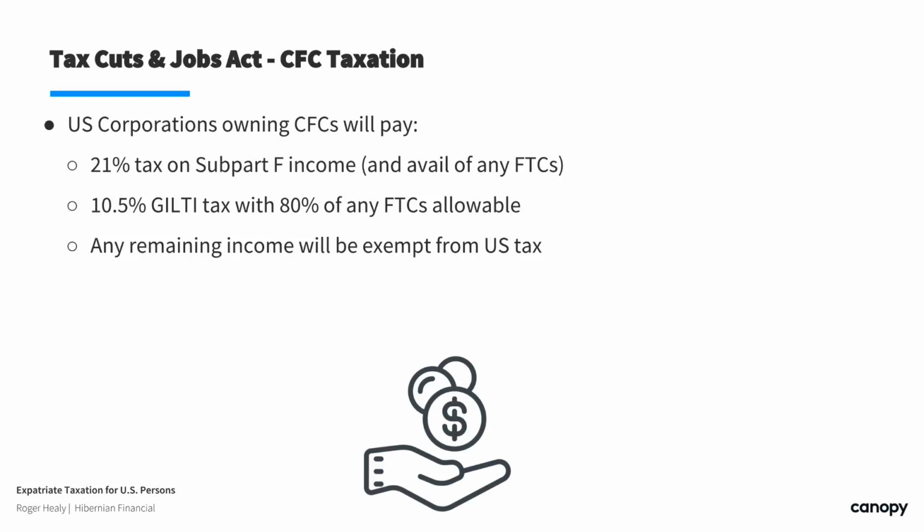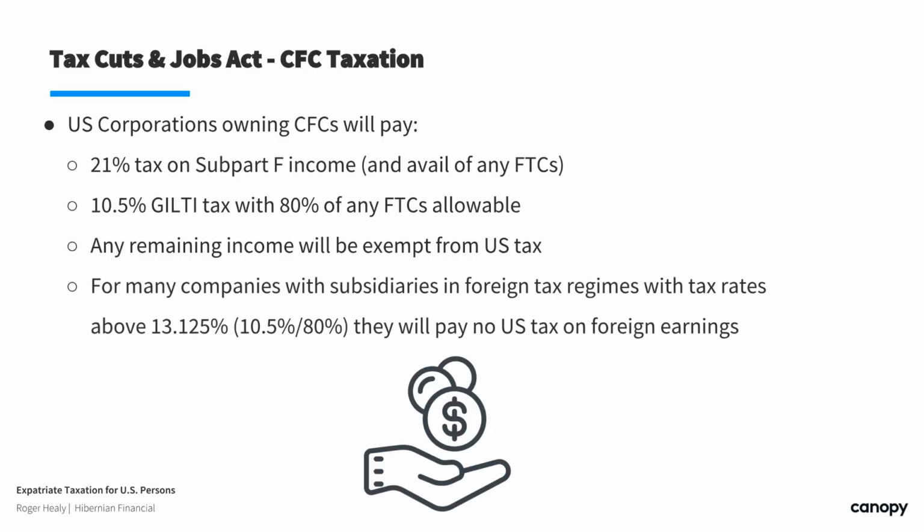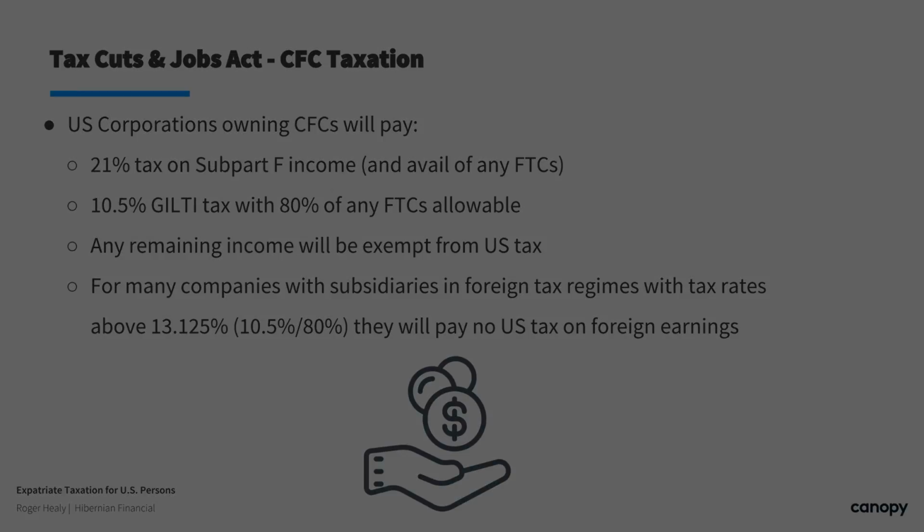For many companies with subsidiaries in foreign tax regimes with tax rates above 13.125%, or where the 80% of the allowable foreign tax credits will cover the 10.5% GILTI tax, they will pay no U.S. tax on foreign earnings.